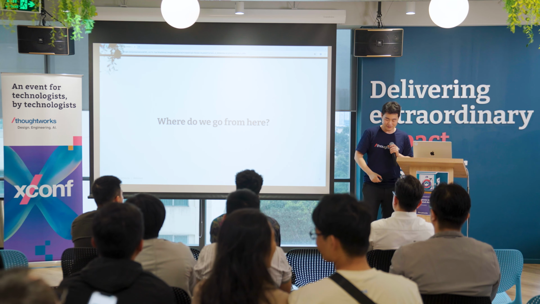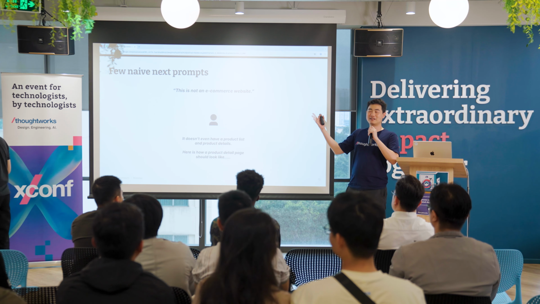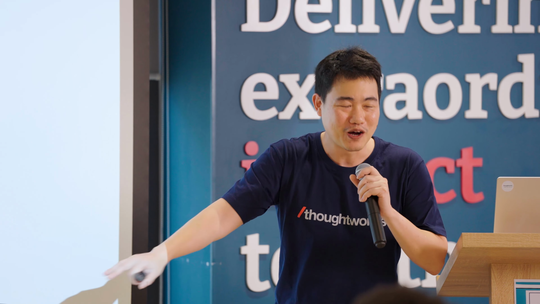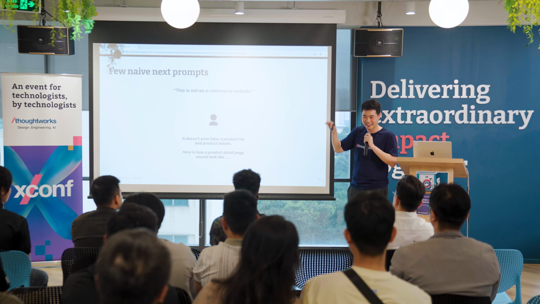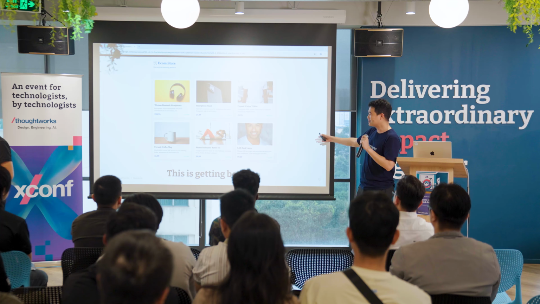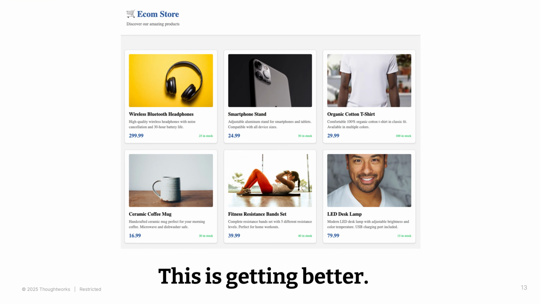Okay, so where do we go from here? I think the first common thing to do is to complain. This is not an e-commerce website. It doesn't even have a product list. It doesn't have product details. And so I prompt the AI: here is what the product detail page and the home page should look like. Okay, not that text. And I got this one after that, which is getting closer and getting better.